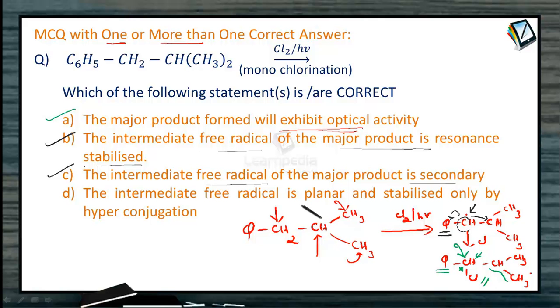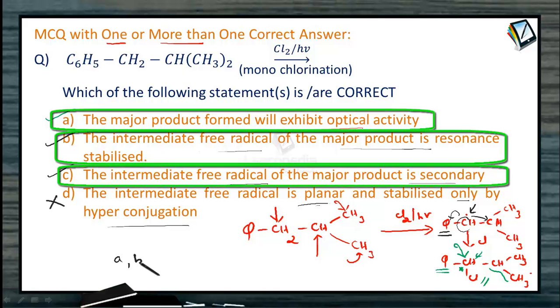The intermediate free radical is planar and stabilized only by hyperconjugation. Just now we have checked that the free radical electron on benzylic carbon is in conjugation with the pi electron cloud of the phenyl group. There is a resonance. So it is stabilized not only by hyperconjugation but by resonance. Therefore here it is mentioned only by. So therefore D option is wrong. So thus A, B, C are the answers for the question.